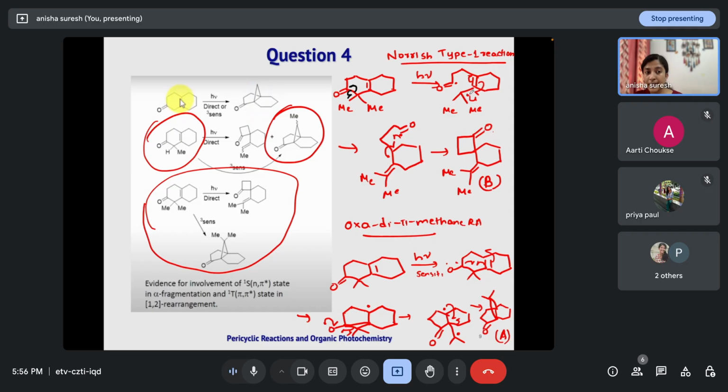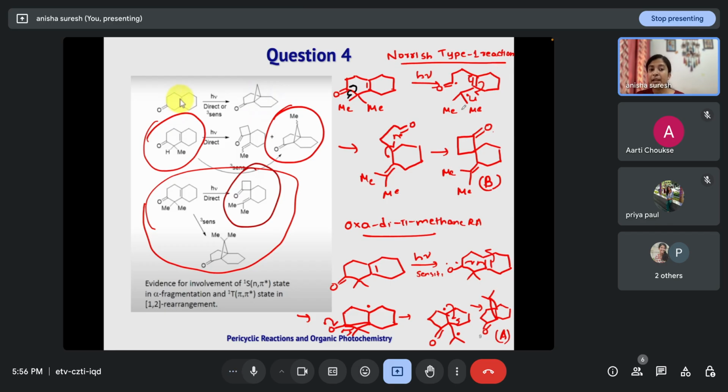this new radical will recombine with this tertiary radical, resulting in the formation of a new alkene. And this new radical can recombine with the carbonyl radical, resulting in the formation of a cyclobutanone. So this is the primary process that is taking place in the Norrish type 1 reaction, that is the alpha fragmentation. And after that, whatever takes place as secondary process, the final product that results is B. So this is B. So here a Norrish type 1 reaction is taking place.